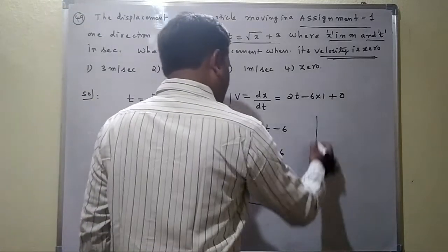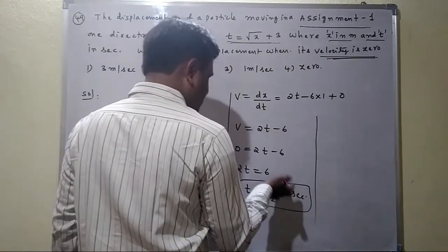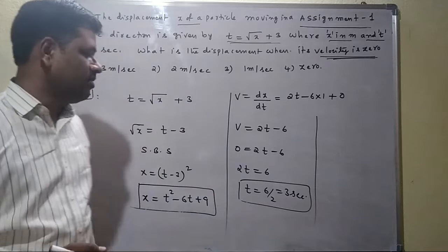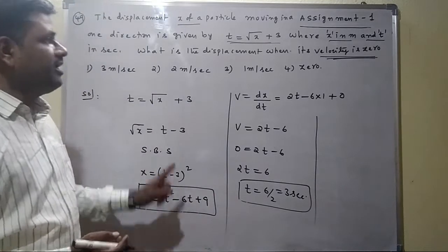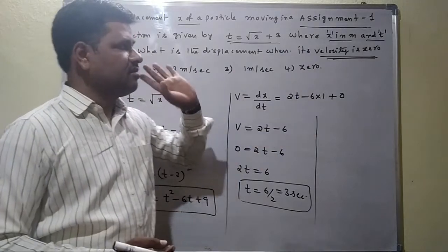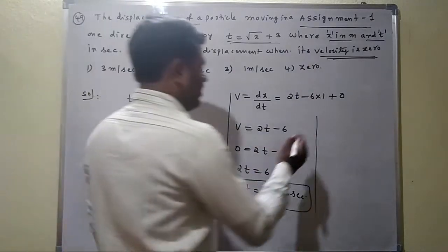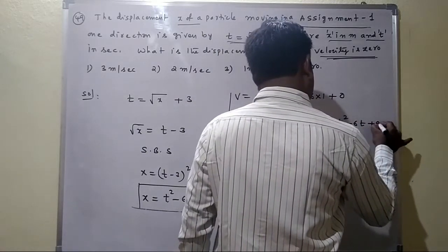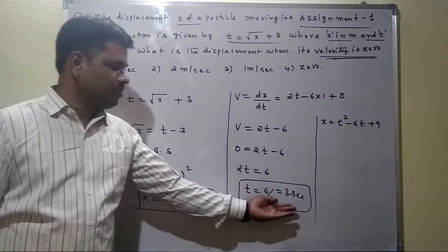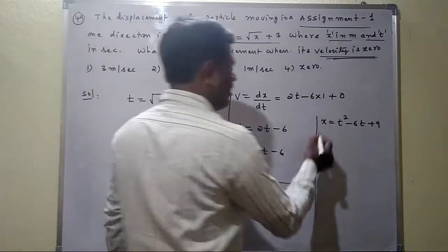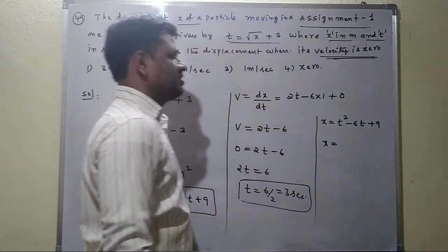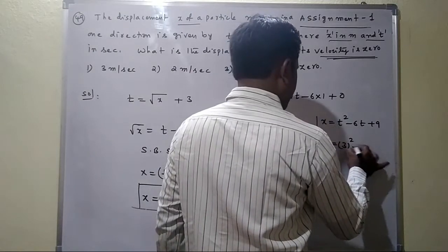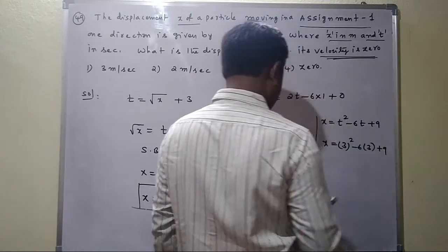When the velocity is 0, what time are we getting? 3 seconds. When the time is 3 seconds, the velocity is 0. That time value we substitute here, and we can get the displacement when velocity is 0. So x is equal to, as we know already, t square minus 6t plus 9. In order to find the displacement when velocity is 0, we have to substitute the time value here. x is equal to 3 square minus 6 into 3 plus 9, with t equal to 3 seconds.